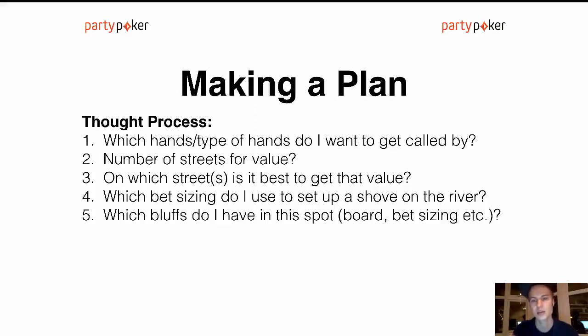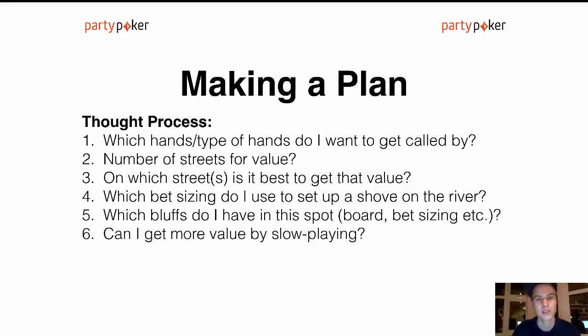If you know he doesn't care about this, he will call you regardless. All you need to think about is how big should I bet and on how many streets should I bet to get the most value out of this hand. The next question to ask yourself is, can I get more value by slow playing? If you're up against someone who's recklessly aggressive, it's usually a good idea.